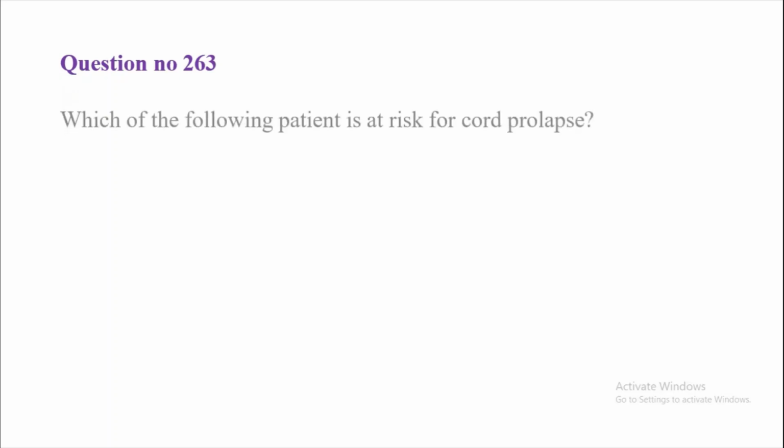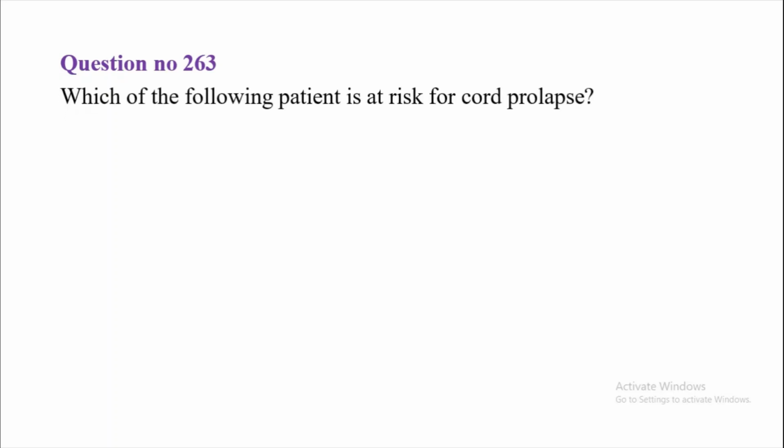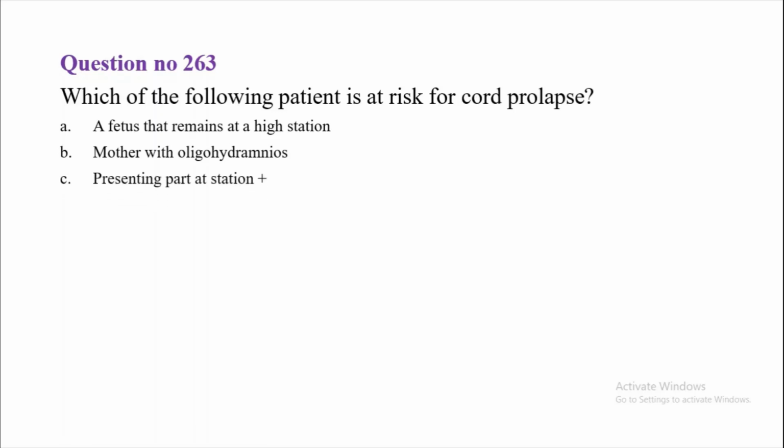Question number 263. Which of the following patient is at risk for cord prolapse? The options are number A, a fetus that remains at a high station. Number B, mother with oligohydramnios. Number C, presenting part at station positive. Number D, intact membranes.